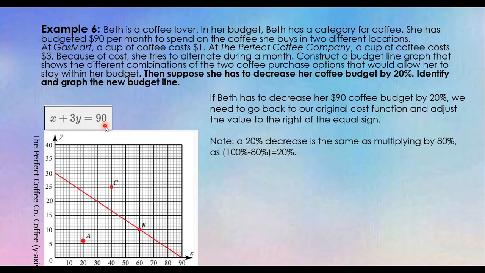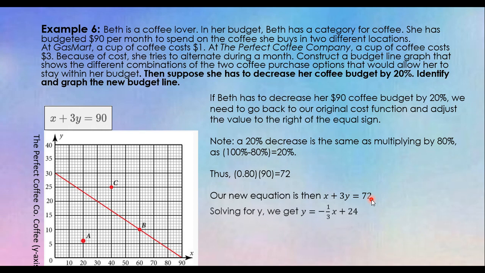A 20% decrease is the same as multiplying by 80% because 100% minus 80 is 20, and she's decreasing by 20%. So to figure out how much this number is going to change, we're going to multiply 0.80 times 90. We get $72. So now her new budget is $72, and therefore our new equation is x plus 3y equals 72. Rewriting this in terms of y, we get y equals negative 1/3 x plus 24. So we created our new budget equation.